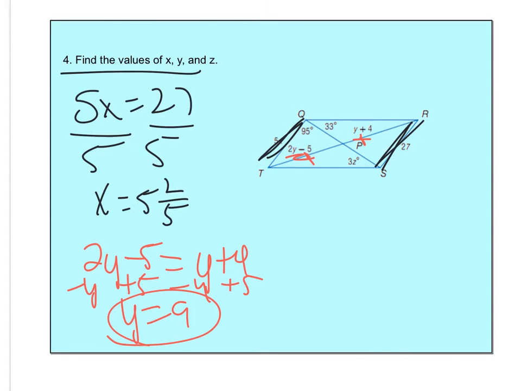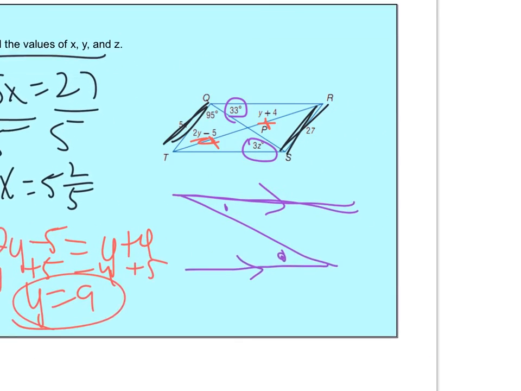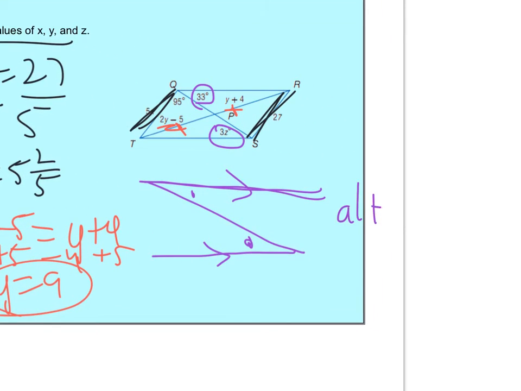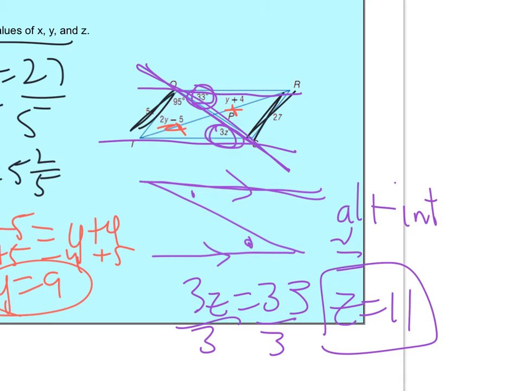Last is z, and here's where you get tricky. 3z is actually equal to 33. Here's why. If I've got parallel lines here, these angles are going to be alternate interior, so that means they're going to be congruent. Well, if I look up here, those two are parallel. That's like a transversal. So 3z and 33 actually are congruent because they're alternate interior angles. So z is going to equal 11.